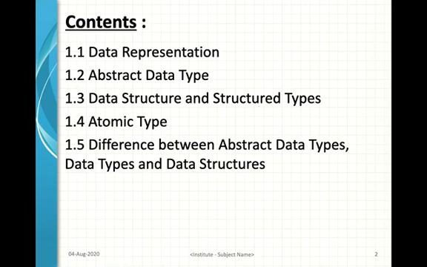Students, according to the syllabus, this is the first part of the first unit of your data structure subject, and the very first topic is data type and data representation. We have to understand how data is represented in computers. Okay, so let's see.